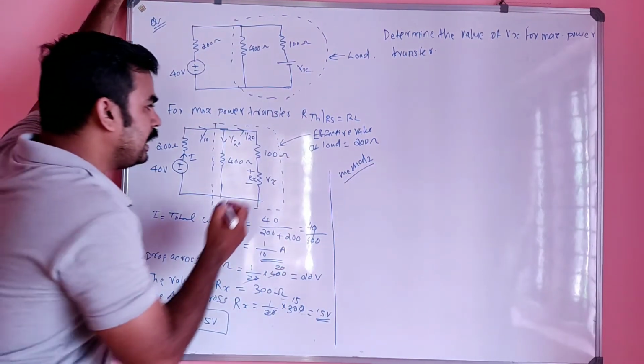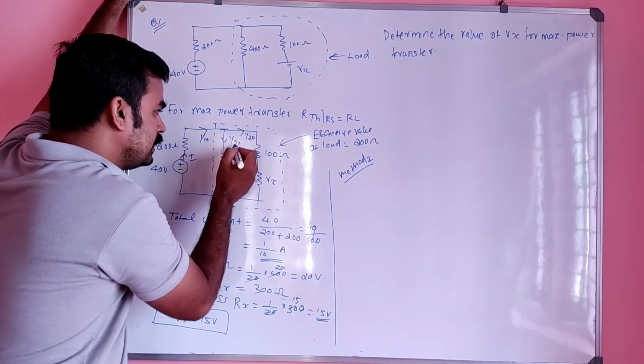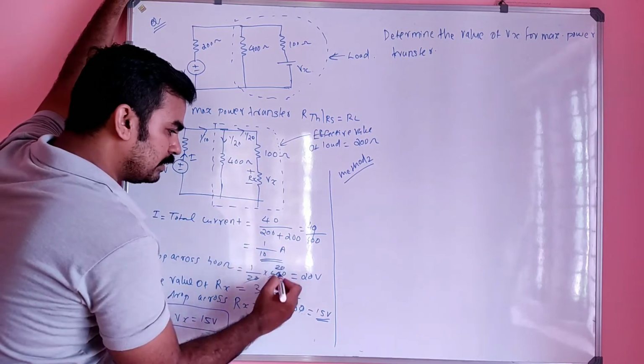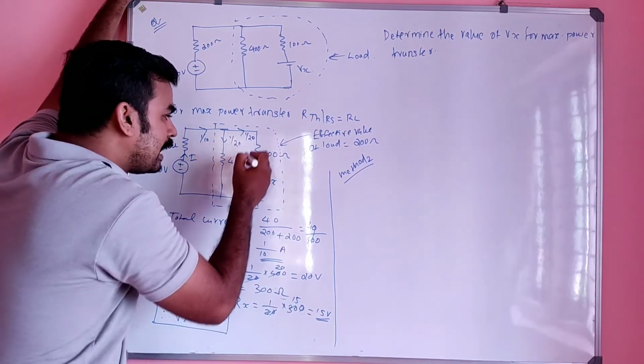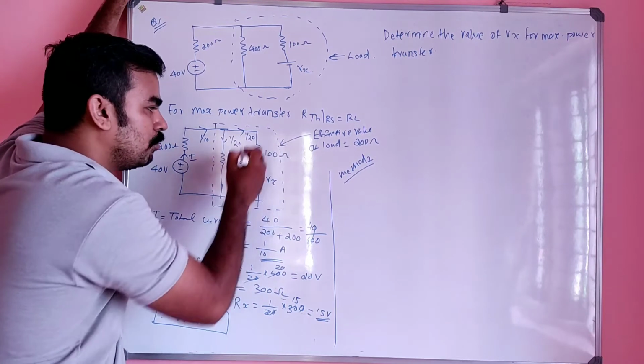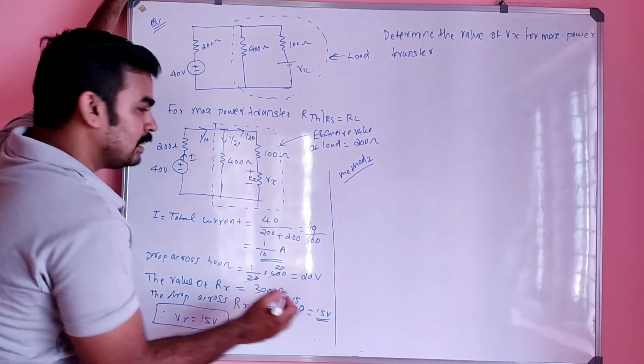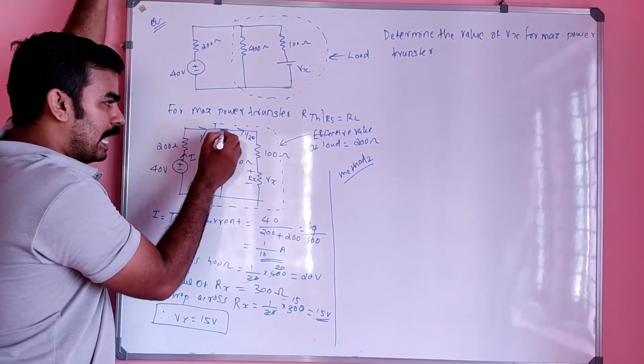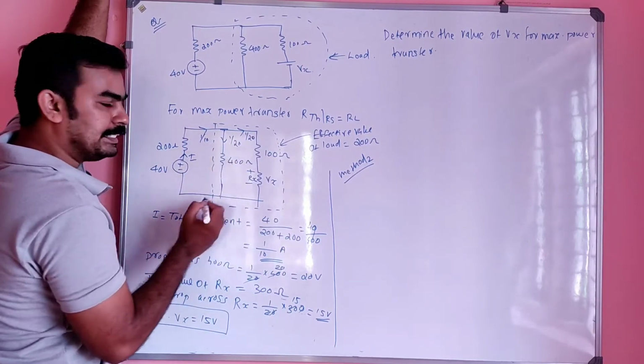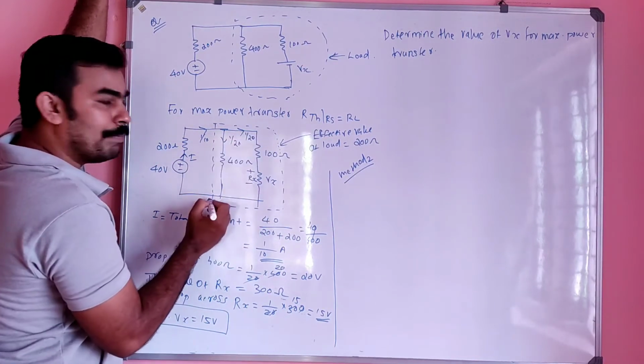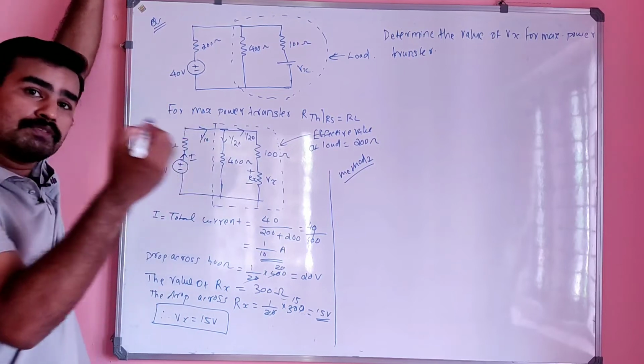How can I solve? If due to this 1 by 20 there is a drop of 20 volt, then this branch also will feel a total voltage drop of 20 volt. That means this is connected across it, so these and these will be parallel. In a parallel branch, the voltage will be the same.